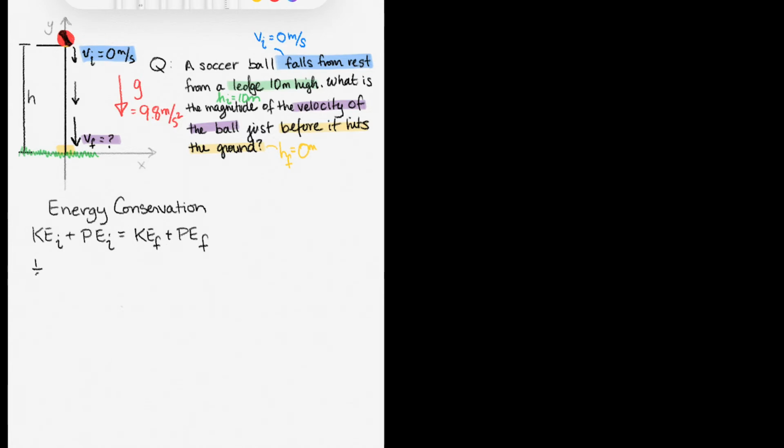And those equal 1/2 m v sub i squared plus m g h sub i. So that's the initial energy of movement and the initial energy of position above Earth's surface. And that equals the final energy of movement plus the final energy of position above the Earth's surface. All right, so this is the final kinetic energy and the final potential energy.